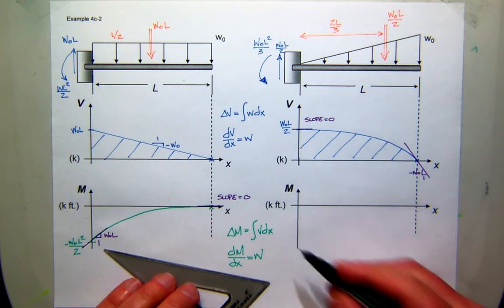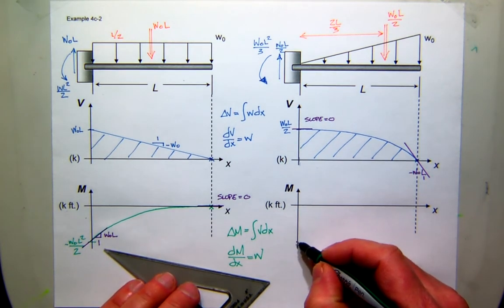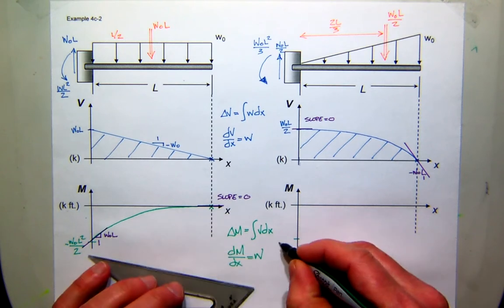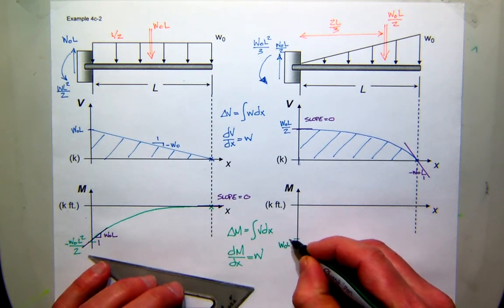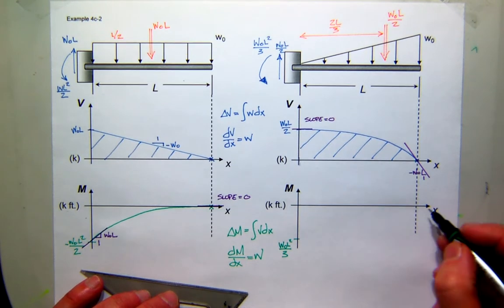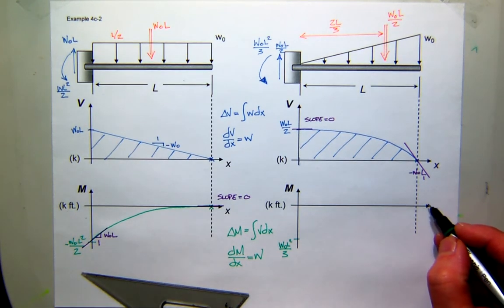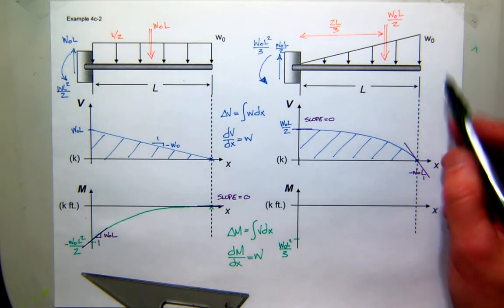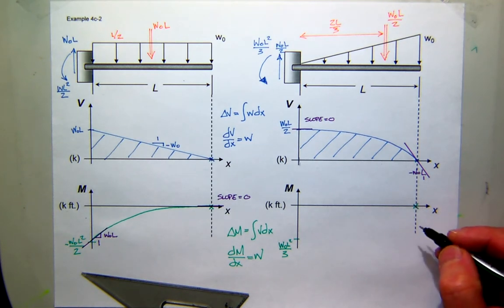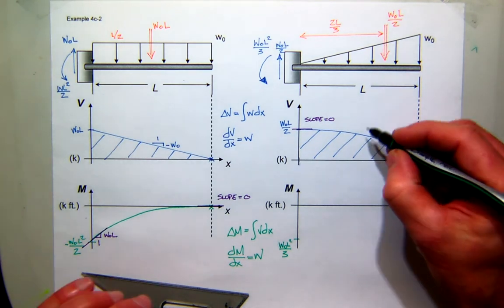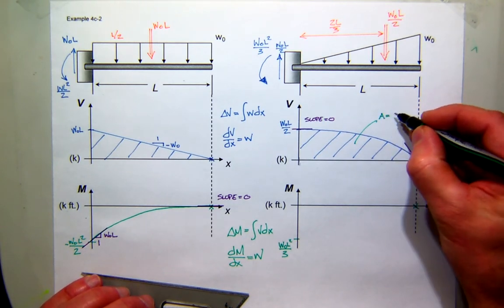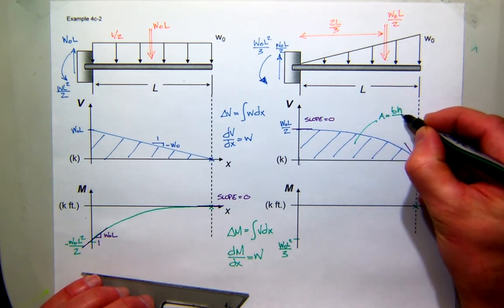So what is the moment at the left side? Looks like it's negative W naught L squared over 3. What should the moment at the free end be? There's no applied moment, so it must be 0. Okay, so since this is a semi-parabolic section, the area of it is base times height divided by 3.